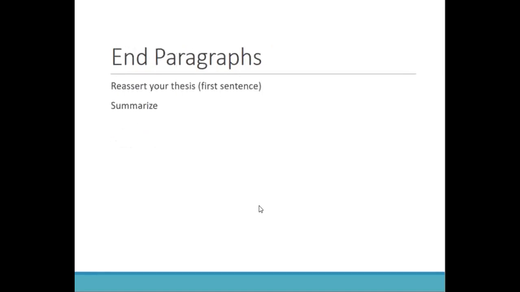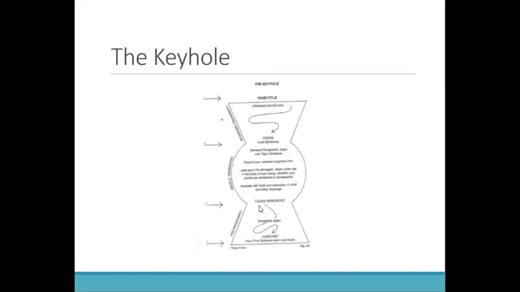And then end paragraphs. In your entire paper, end paragraphs are about what you want the reader to take away. So it should reassert your thesis. The first sentence should basically be rephrasing your thesis and then summarize with some take-home points. So your entire essay should look like this, where you start broad, you get more specific to your thesis. The body of your essay should be filling out those details. You start your concluding paragraph with your thesis and then work your way out.